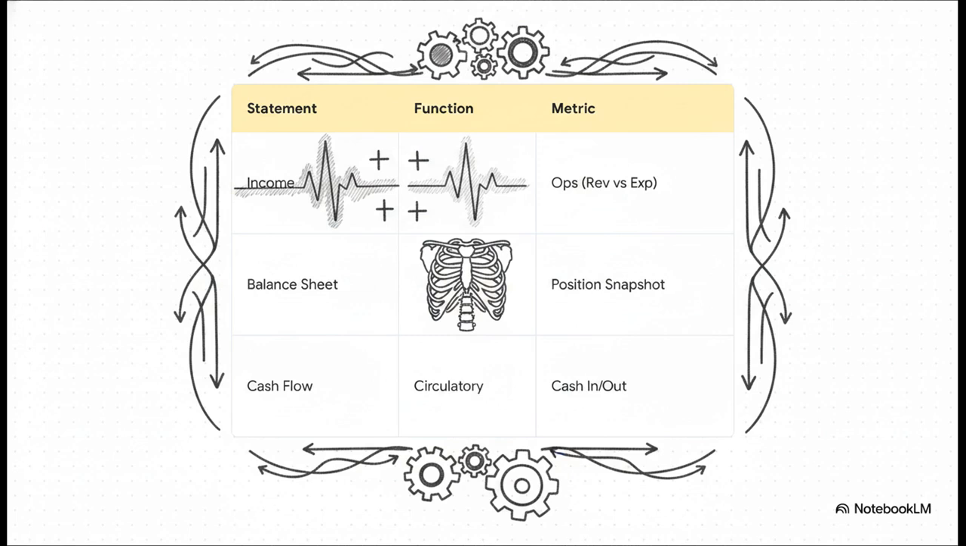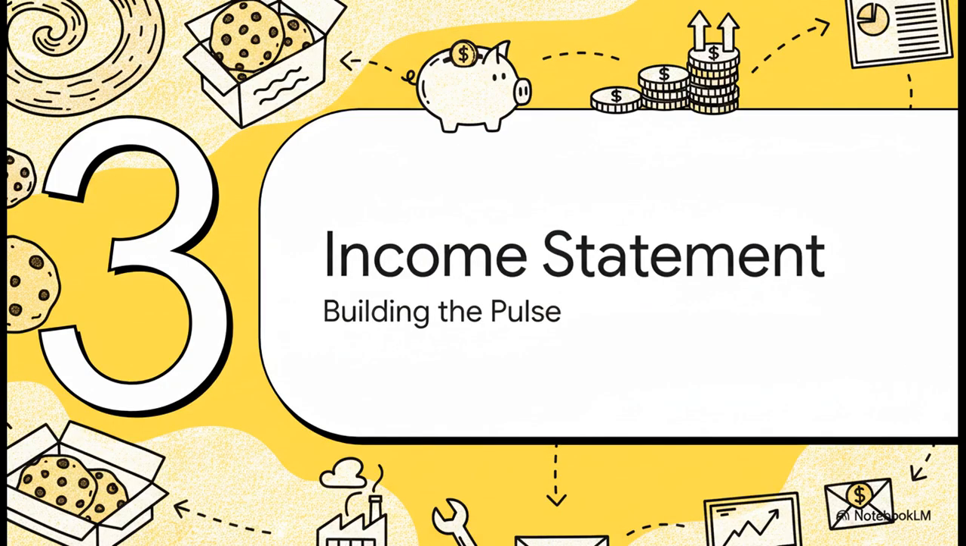Then you have the balance sheet. This is the skeleton. It's a rigid snapshot of the company's exact financial position at one single specific moment in time. And finally, the cash flow statement is the circulatory system, tracking the actual physical cash entering and leaving the business. Now, they all function independently, sure, but they must act together if you want to diagnose a company's true financial health. Which brings us to part 3, building the income statement.